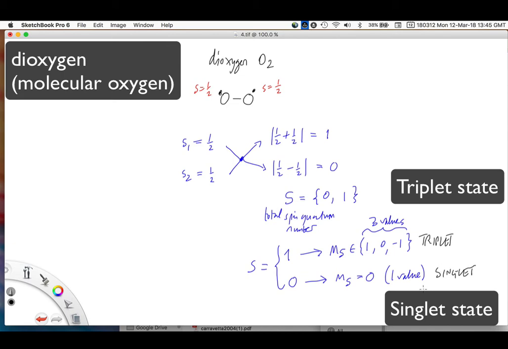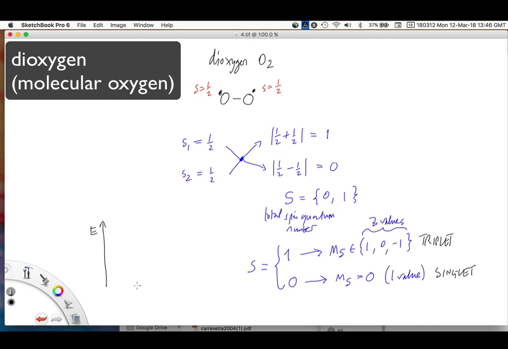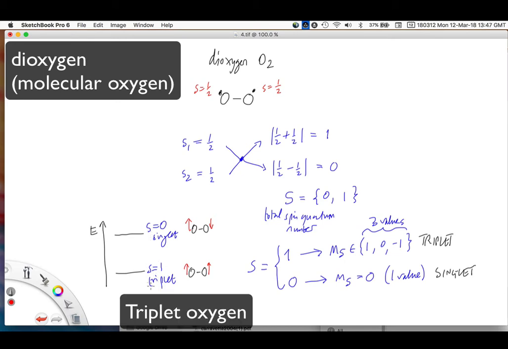And the triplet and singlet states of oxygen have different energies. So the energy level structure of molecular oxygen, the lowest two levels look like this, with S is 1, the triplet state, and S is 0, the singlet state. And very roughly we can denote these molecular states by denoting the spins of the electrons. For the singlet state, the two electron spins cancel out, so we depict that using 2 arrows, one up and one down. And for the triplet state, the two spins add up, so we denote that by using 2 arrows in the same direction.